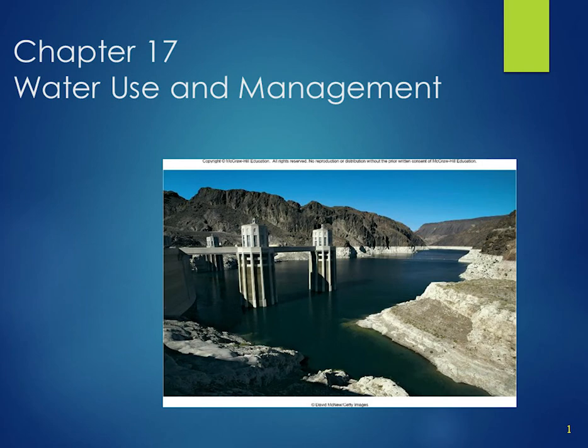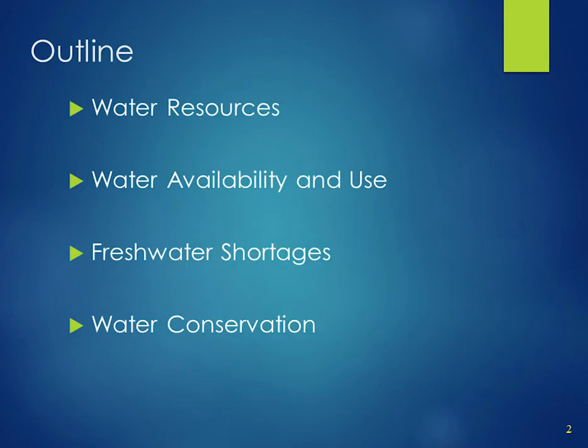Chapter 17: Water Use and Management. Water is essential for life. It is the availability of liquid water that sets the Earth apart from other known planets. This chapter discusses water as a resource and what we can do to protect it.